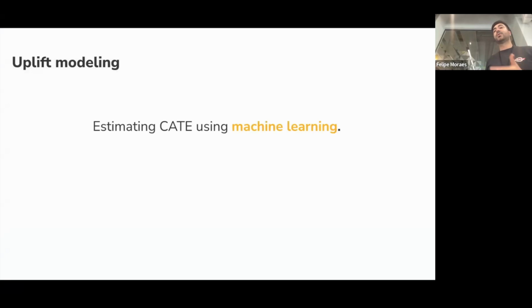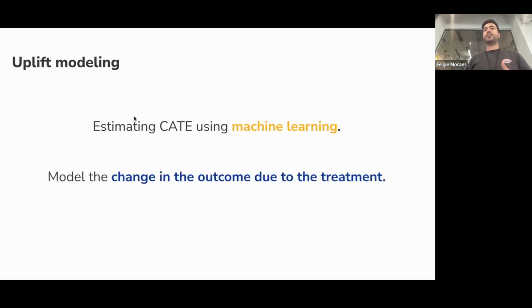Well, as I mentioned, uplift modeling comes in where we want to estimate the effect using machine learning. We go from modeling now, and we model this change in the outcome due to the treatment effect. That's what the model is going to learn.